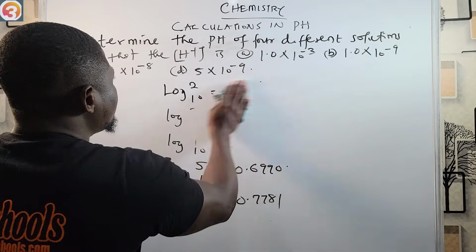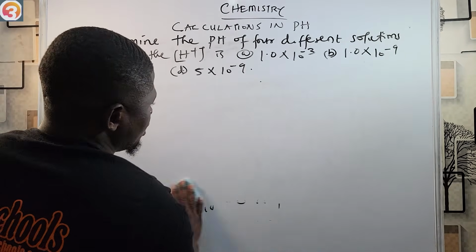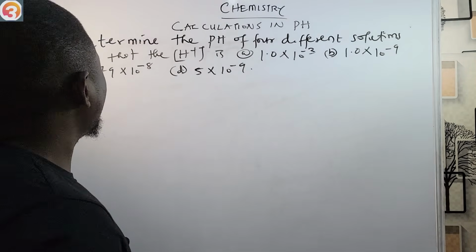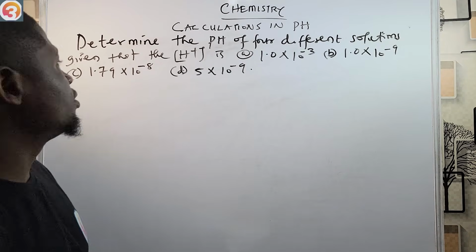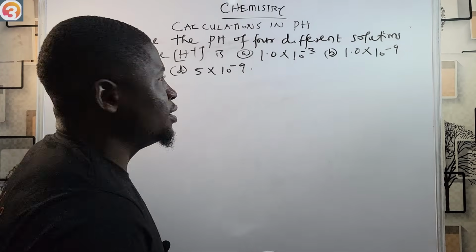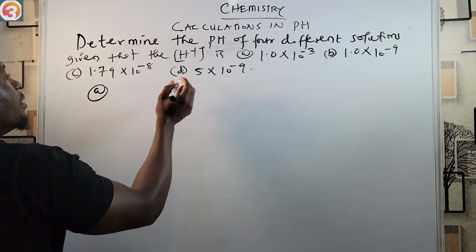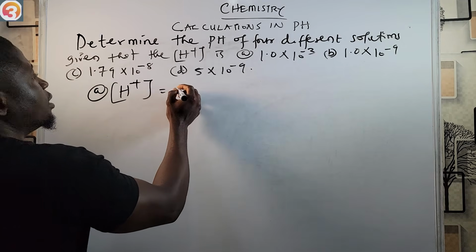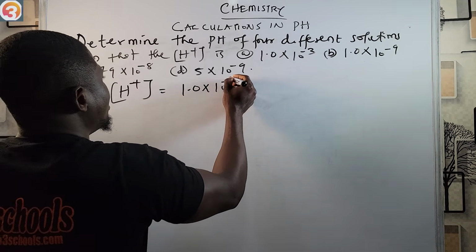All right, now let's go ahead and answer these questions now that we know that formula. Determine the pH of 4 different solutions, given that the hydrogen ion concentration for the first one, A, is 1.0 times 10 to the power minus 3.